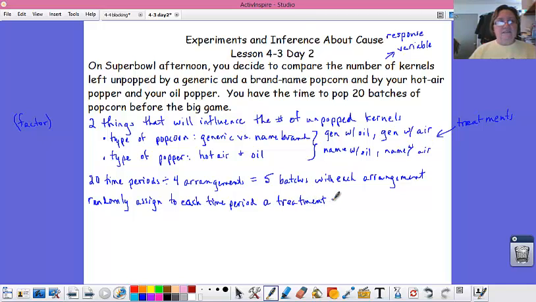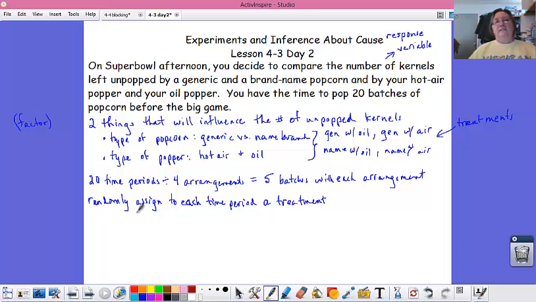make it so that differences in the response variable, so the number of unpopped kernels, are based either on chance or on your factor, the thing that you thought would make the difference. You're trying to minimize confounding so that you'll be able to tell what really made the difference. Was it the popcorn popper? Was it the popcorn? Was it some combination of both? Randomness helps you do that. Every experiment needs to have replication and randomness.